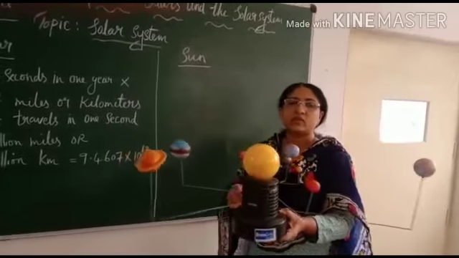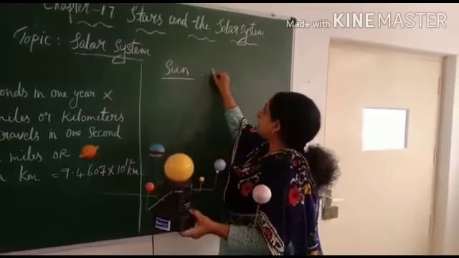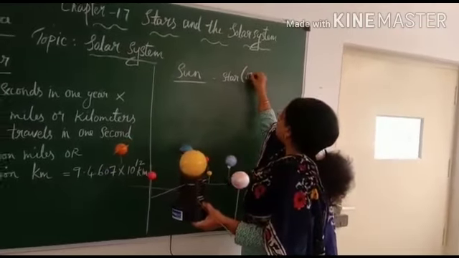The next we are going to learn a few things about the sun. Sun, as you know, is a star. Why is it a star? It can produce its own light. Okay.